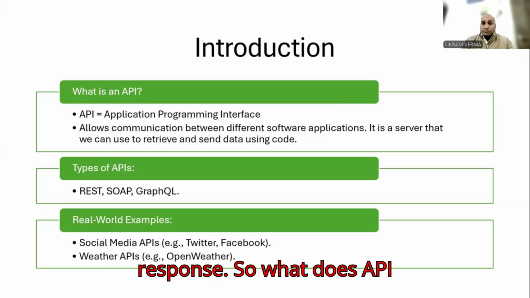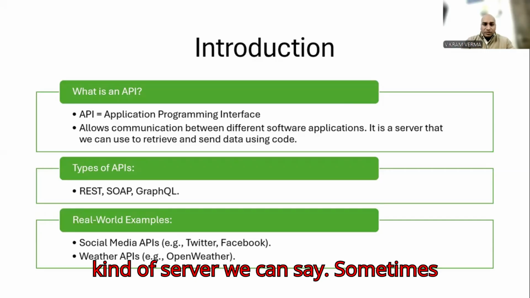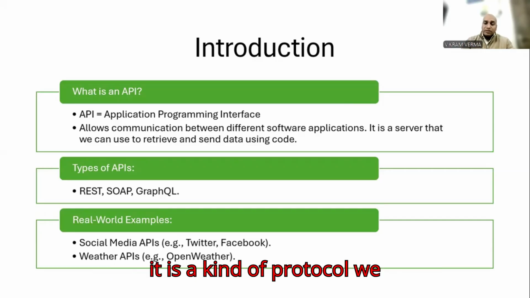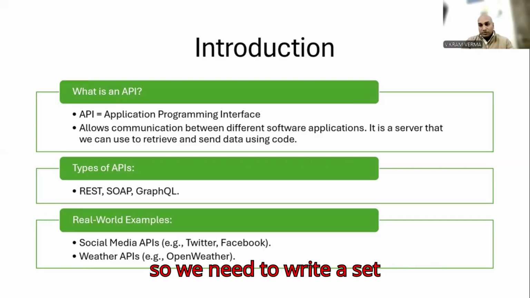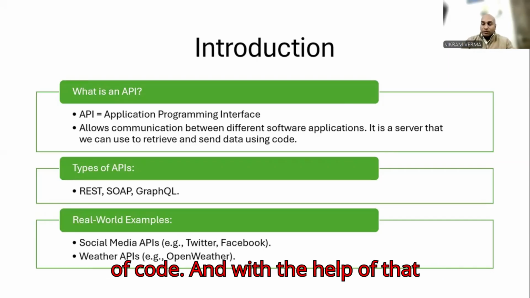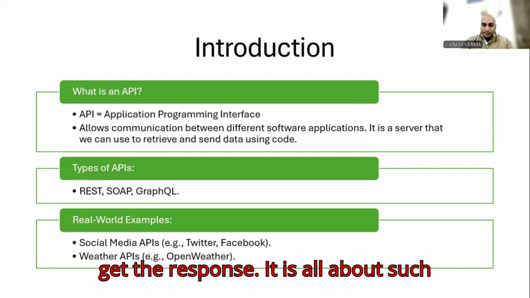So what does an API do? API allows communication between different software applications. It is a kind of server, we can say. Sometimes it is a kind of protocol that we can use to retrieve and send data using code. So we need to write a set of code, and with the help of that code, we can send the request and get the response. It is all about such kind of communication.